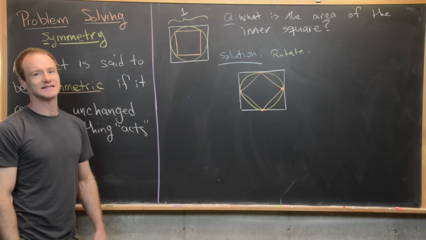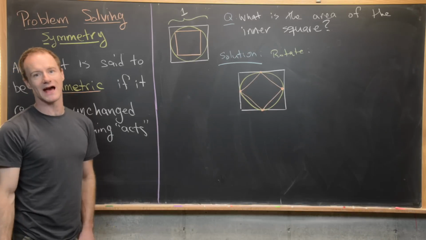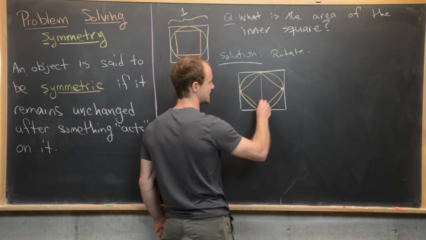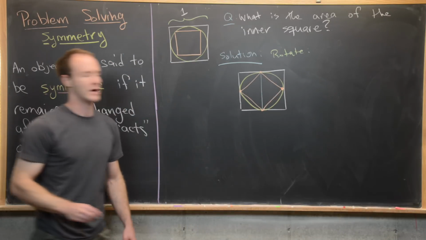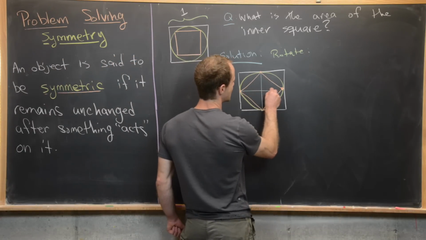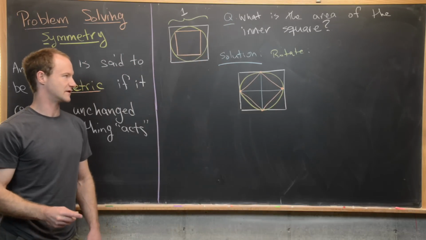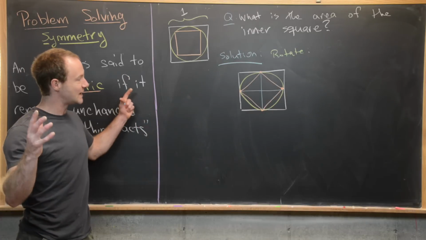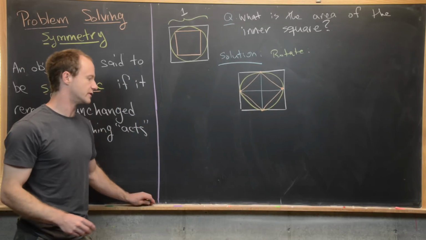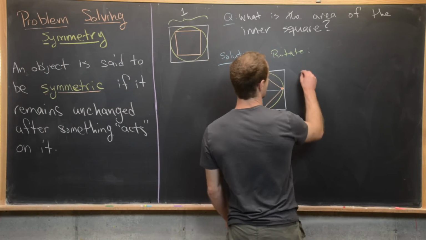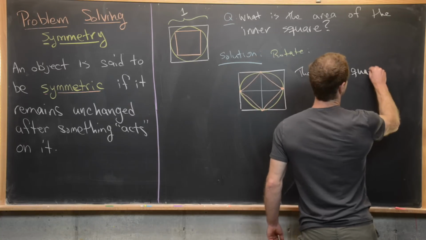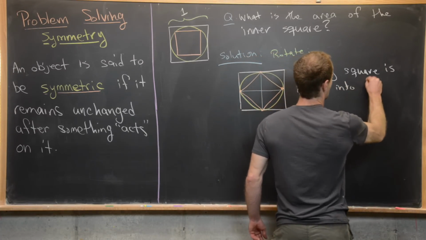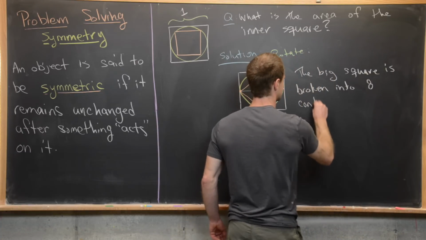Maybe as is, it's not clear what to do, but if we add 2 more line segments, it will be clear. Let's add a line segment from here to here. That's one of the diagonals of the square. And then another line segment from here to here. That's another line segment of the square. And notice this is going to break up the bigger square into 8 congruent triangles. So let's write that down: the big square is broken into 8 congruent triangles.